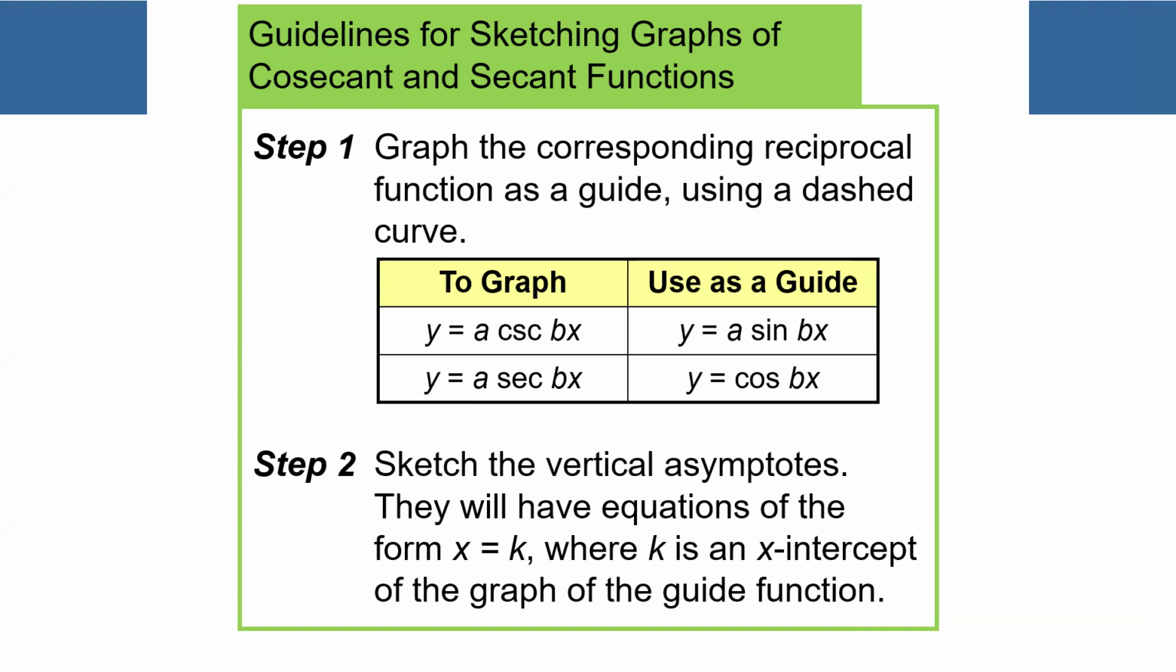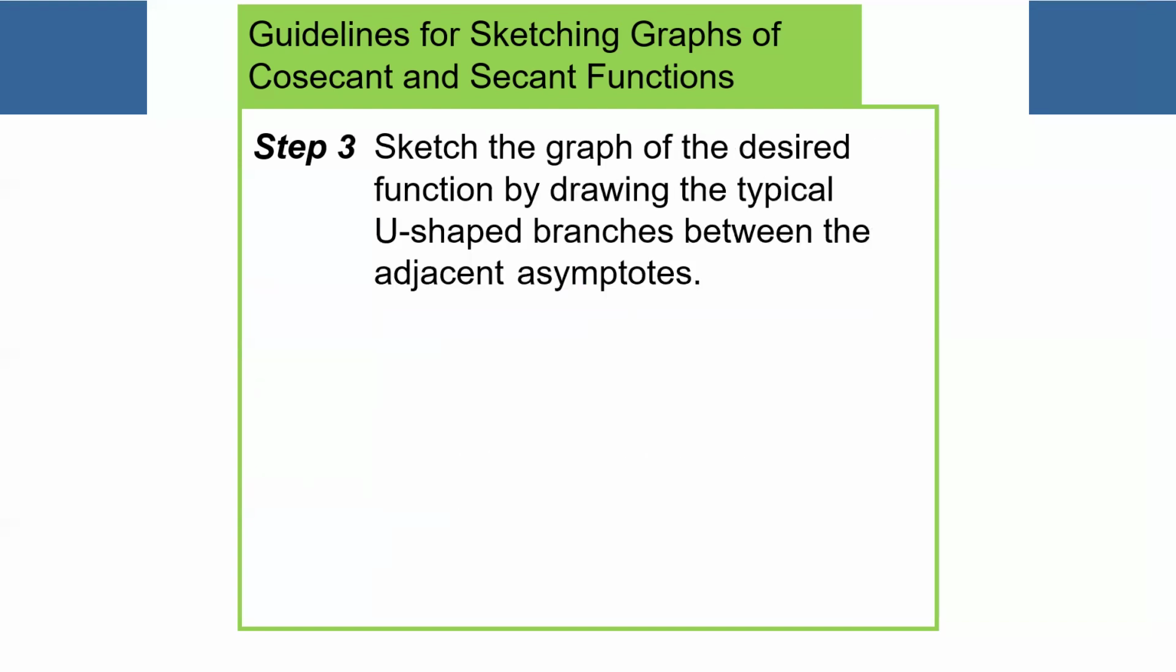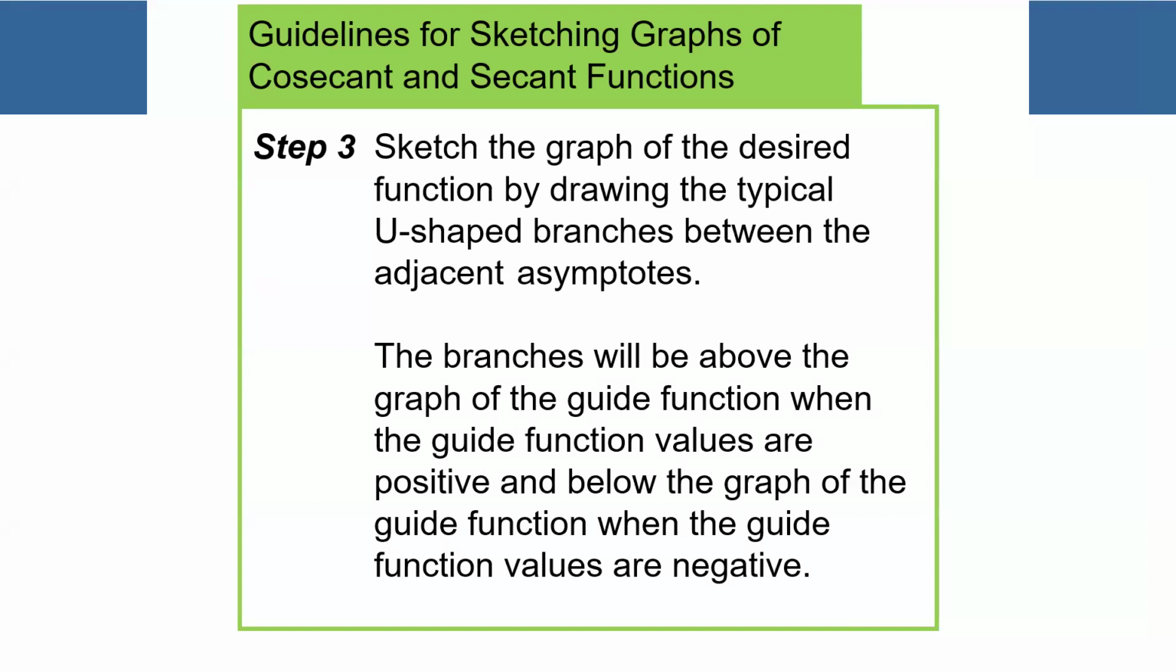You're going to go ahead and sketch your vertical asymptotes. They will have equations of the form x equals k, where k is an x-intercept of the guide function. So you put in your asymptotes. You're going to sketch the graph of the desired function by drawing your typical U-shaped branches between the adjacent asymptotes. So once you define your asymptotes, you then just sketch in your U-shapes. We're sketching, so we're not expecting it to be perfect. The branches are going to be above your restrictions, and then you're done.